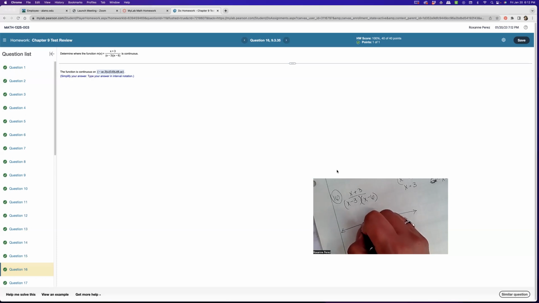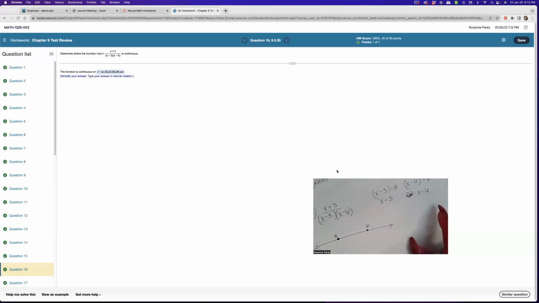Very rough. That's my positive 3. Here's my 6. So these two values represent my vertical asymptotes. If my x value were ever to equal 3 or 6, that creates a 0 factor in my denominator, which creates an undefined point because, again, you cannot divide by 0.